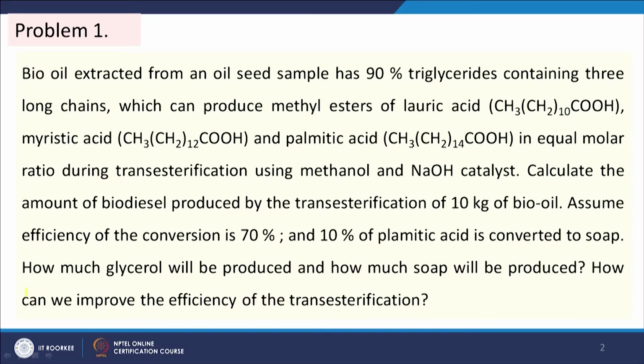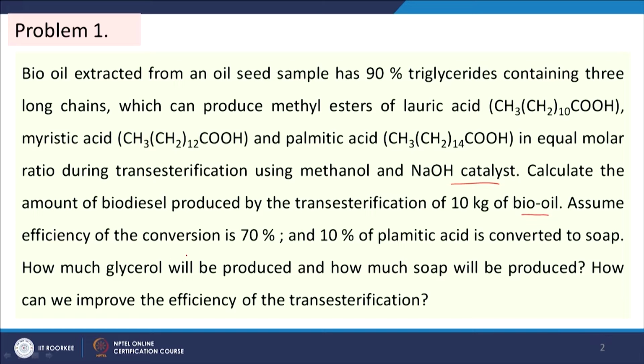And our first problem, the statement is: the bio-oil extracted from an oil seed sample has 90% triglycerides containing 3 long chains which can produce methyl esters of lauric acid, myristic acid and palmitic acid in equal molar ratio during trans-esterification using methanol and NaOH catalyst. Calculate the amount of biodiesel produced by the trans-esterification of 10 kg of bio-oil.